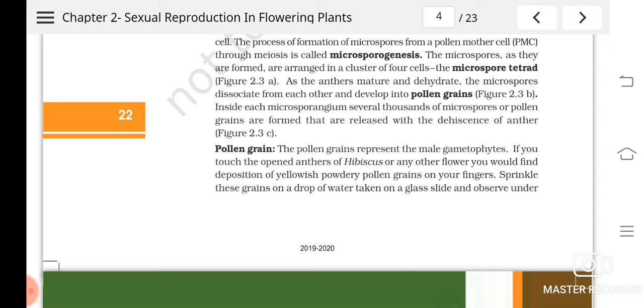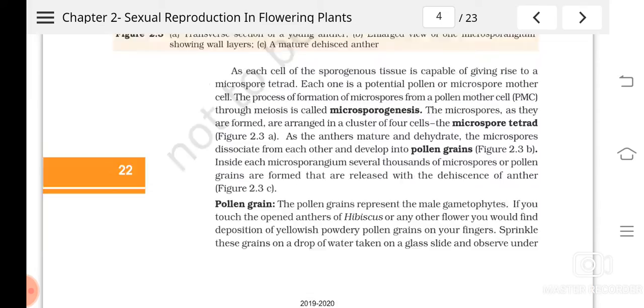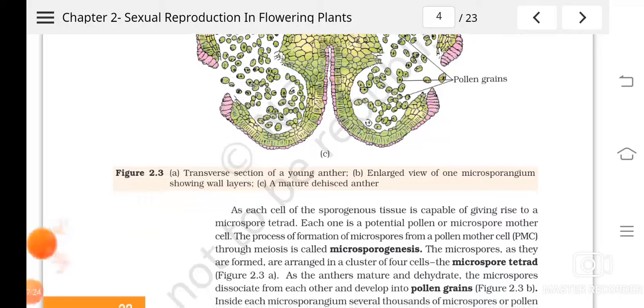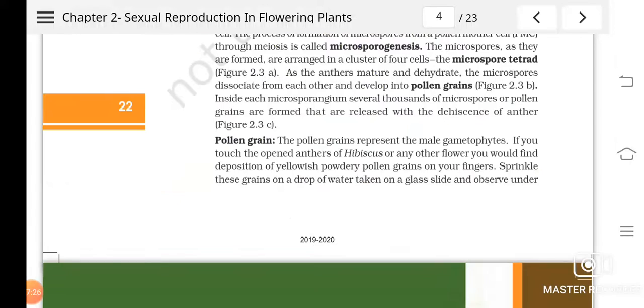Understood? So like this, in each microsporangium there will be many pollen grains, and when the anther matures, it dehisces, and the pollen grains get dispersed. You would have heard from your earlier classes that pollen grains are the male gametes, isn't it? Actually, pollen grains are not the male gametes. What are they? They represent the male gametophyte.